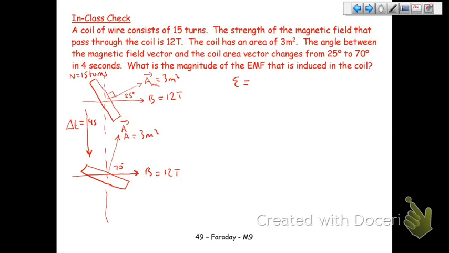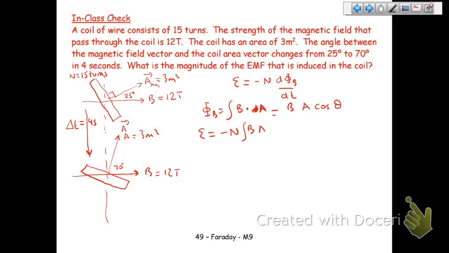I say, well, let's start with Faraday's law. Minus n d phi b by dt. And I say, well, let's look. Phi b is equal to the integral of b dotted with dA. I keep saying dA because we used it like that one time. Which equals b times a times the cosine of the angle between. So we substitute that in and we say E is equal to minus n times the integral of b times a times the cosine of the angle between.